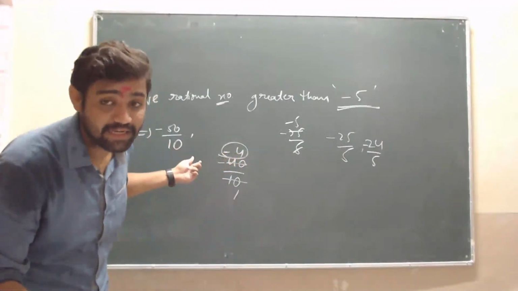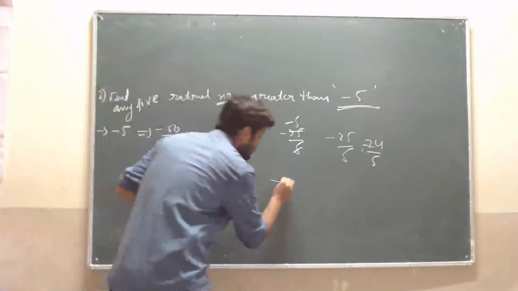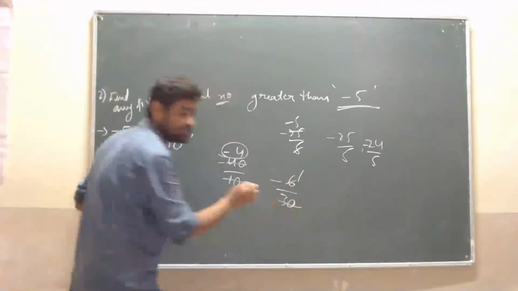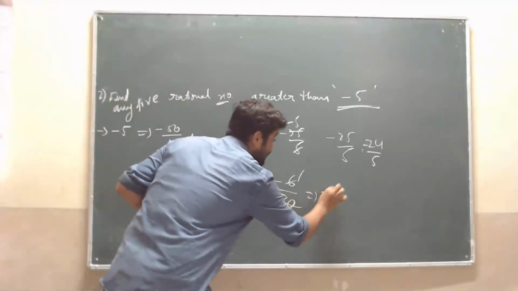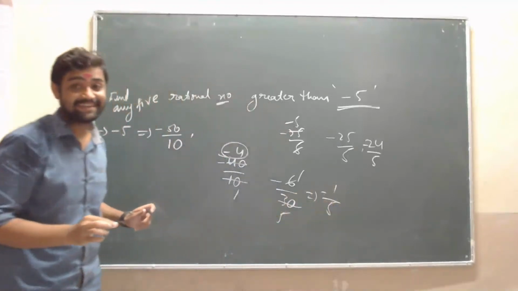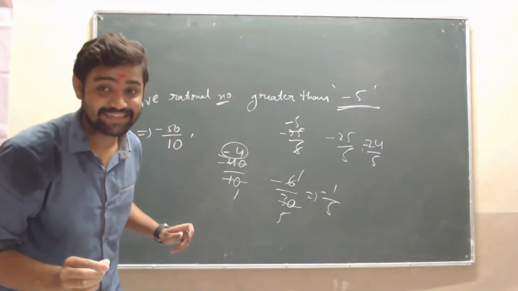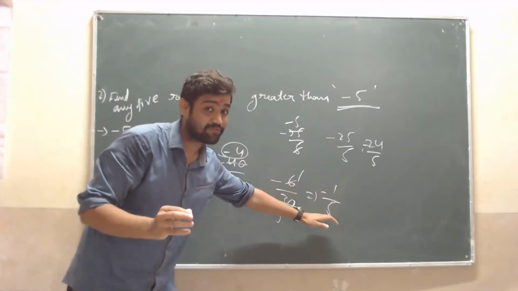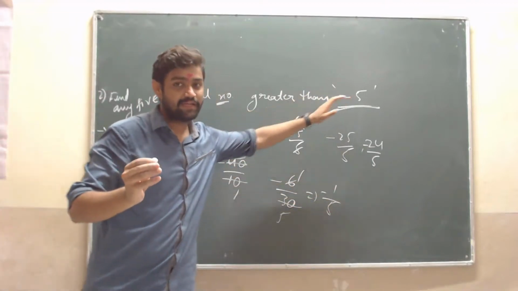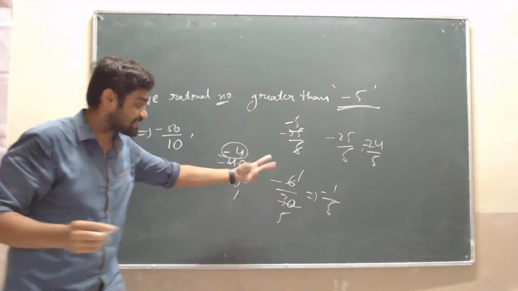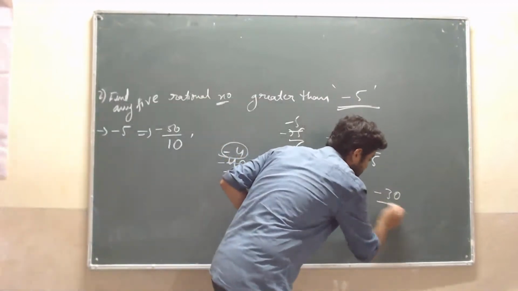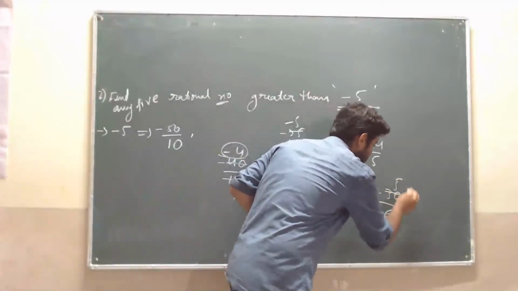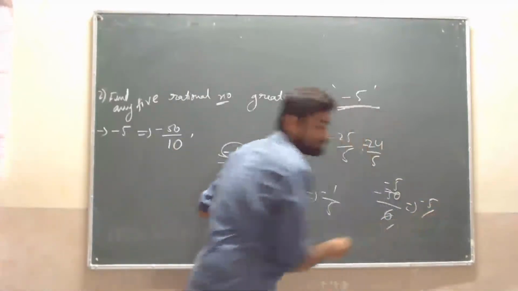Kalavati Navani, see here, minus 6 by 30 is there. 6 ones are 6, 6 fives are 30. It will become minus 1 by 5. Are you getting my point? But we have minus 5. Sir, the other way: minus 30 by 6. 6 ones are 6, 6 fives are 30. That is minus 5.